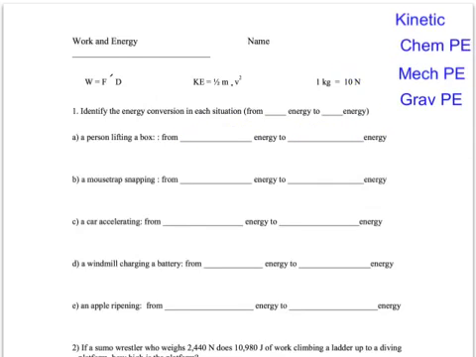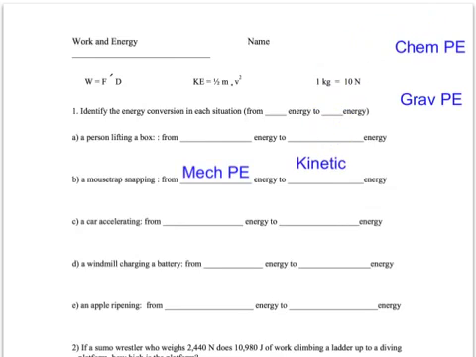Alright. Now, in the next one we have a mousetrap snapping. Well, before the mousetrap snaps, what type of energy does it possess? It's a wound up spring, so therefore it has mechanical potential energy in a stretched or compressed material. And when it snaps, it's definitely going faster and faster and faster. Therefore, what it is gaining is kinetic energy. Now, let's try the next one.